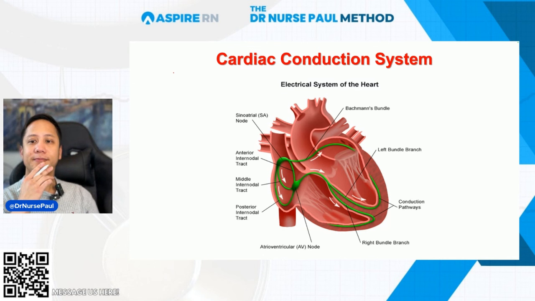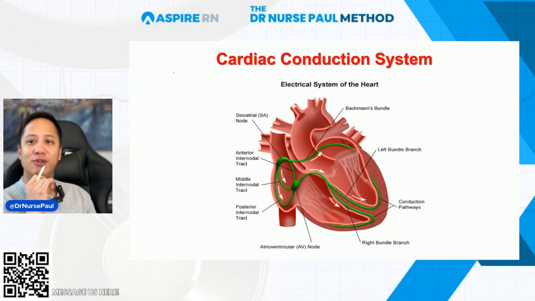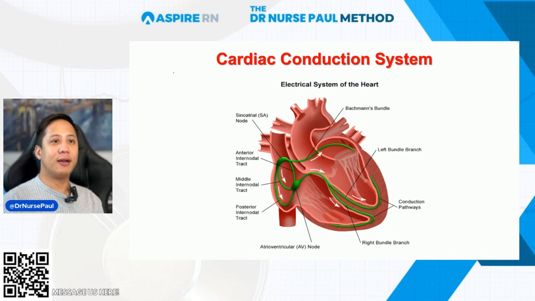Purkinje fiber. I think we're having stream issues. Some people are still answering SA node. 20 to 40. All right. So very good. That's your cardioconduction system. And then, of course, let's move forward.